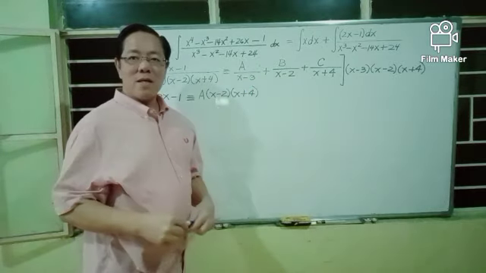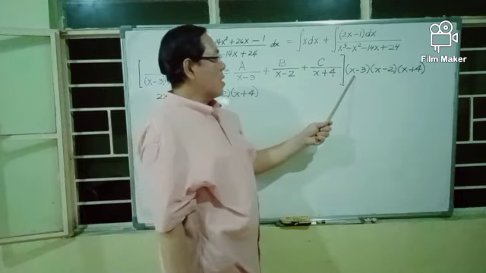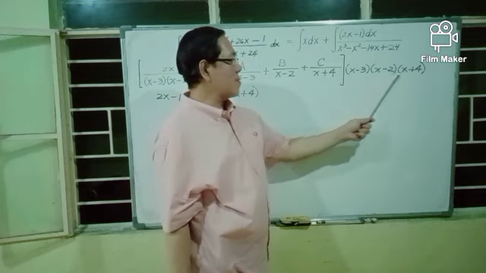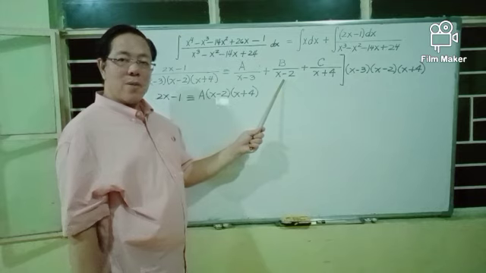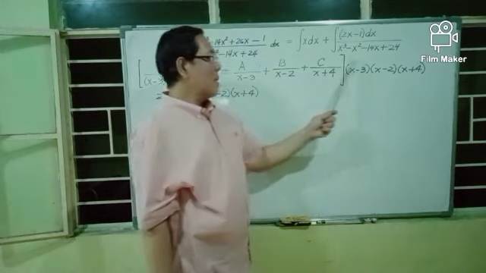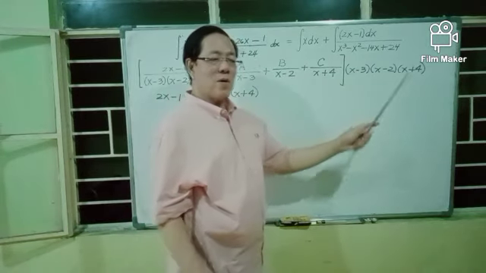Now we multiply the second term b over x minus 2 by x minus 3, x minus 2, and x plus 4. If you multiply these factors by the second term, x minus 2 in the denominator will cancel out with x minus 2 in the numerator. And we are left with b times x minus 3 times x plus 4.